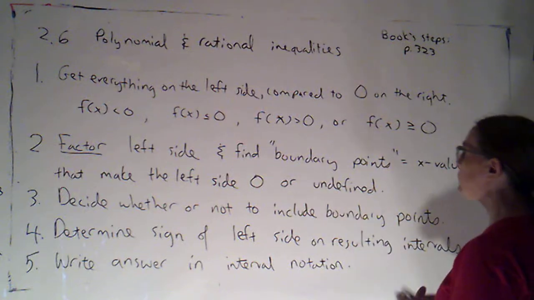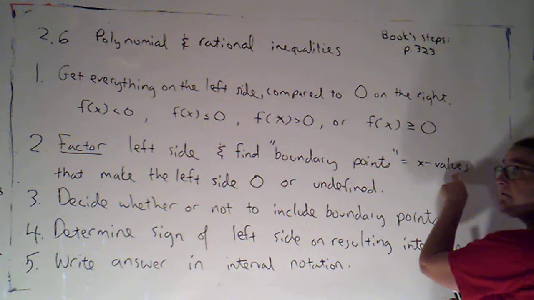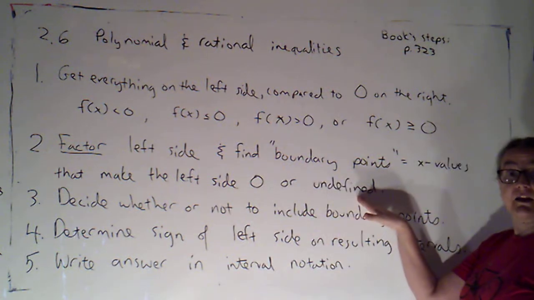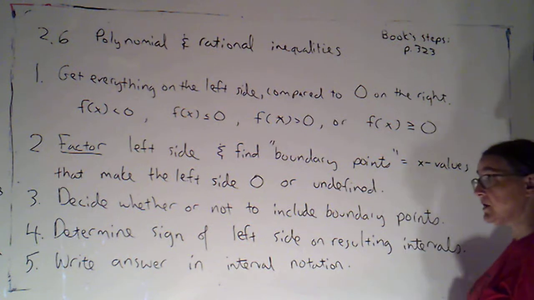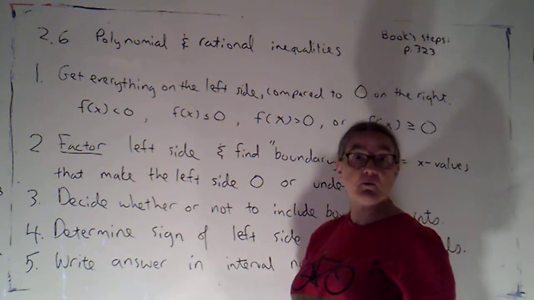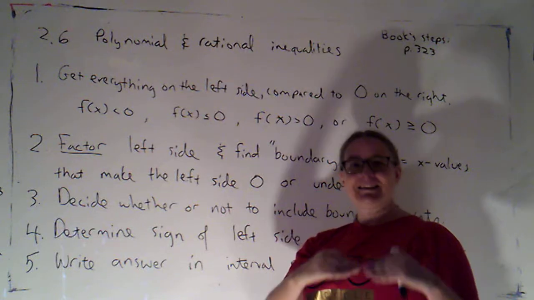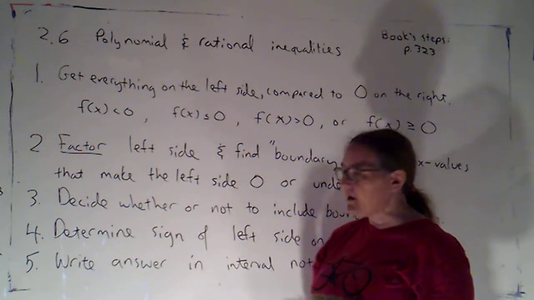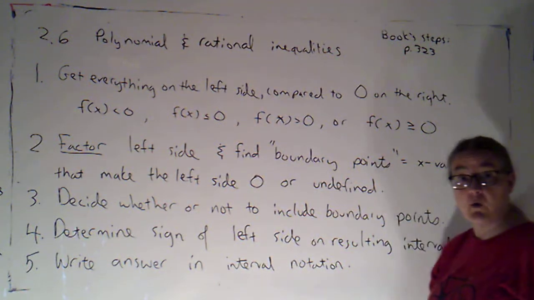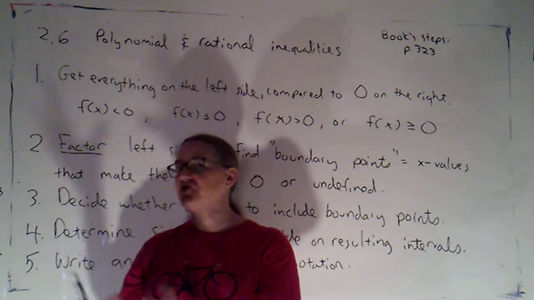And once we've done that, we'll find the boundary points. Now the boundary points are just the x values that would either make the left-hand side equal 0 or make it undefined. Now as long as we're dealing with polynomials, they're always defined, so the boundary points are just what makes the polynomial equal to 0. But once we start working with rational inequalities, anything that would make the denominator 0 makes the rational expression undefined. Okay. So those will be our boundary points. Those are going to be the places where the expression that we have on the left could change sign.